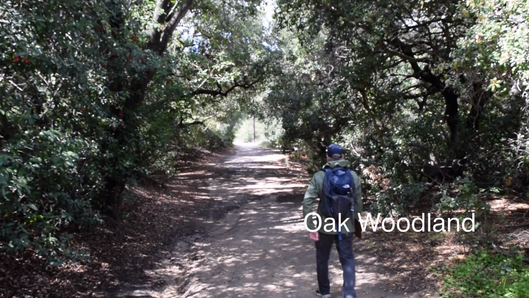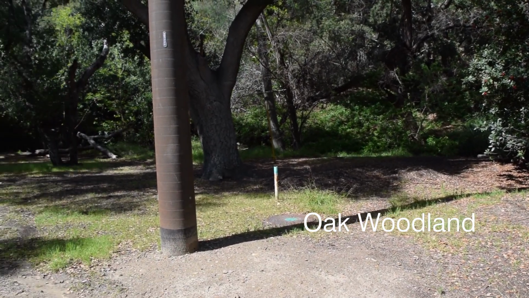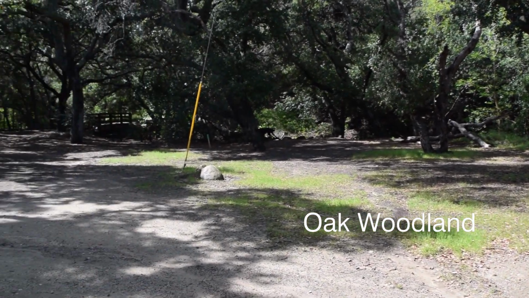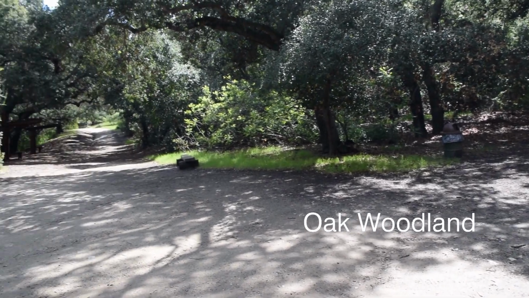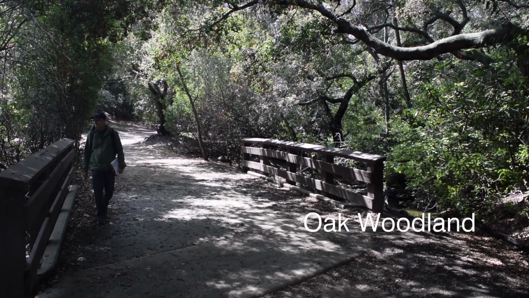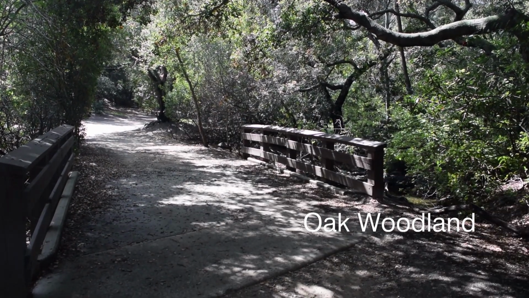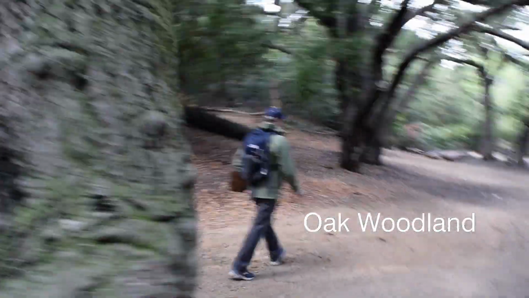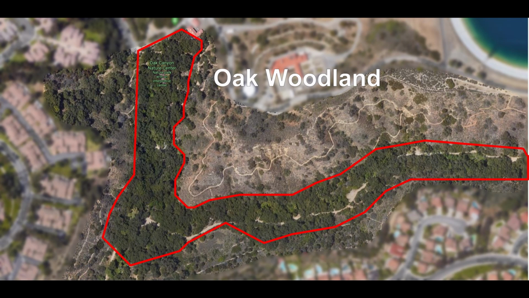So here is a shot showing the oak woodland. And the oak woodland is present mostly on the canyon floor, as you can see here, and it's dominated by coast live oak trees. As you can see here, this is a map showing the distribution of the oak woodland on the canyon floor at Oak Canyon.